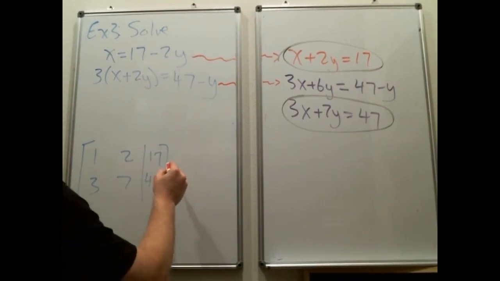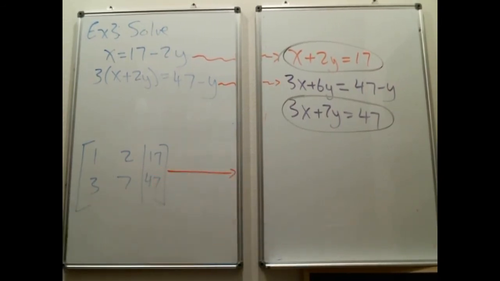And so our first objective is to make this top left entry a 1. And it just so happens it already is, so job well done. Now that we have a 1 in the top left corner, we want to make all the entries in that column below it a 0.